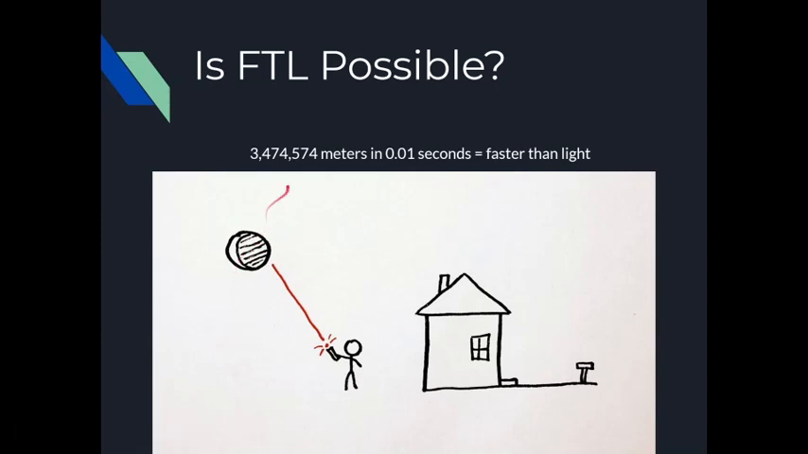If it did that, it would be traveling this many meters. This is how wide the moon is: 3.5 million meters. If you were to do that in, say, a hundredth of a second, real quick, like swoosh, right through it, that beam of light, that little dot, would move faster than light. The distance in that amount of seconds is faster than light. So it wouldn't be very hard to make a little laser pointer just dash across the moon, and technically that laser light is going faster than the speed of light.